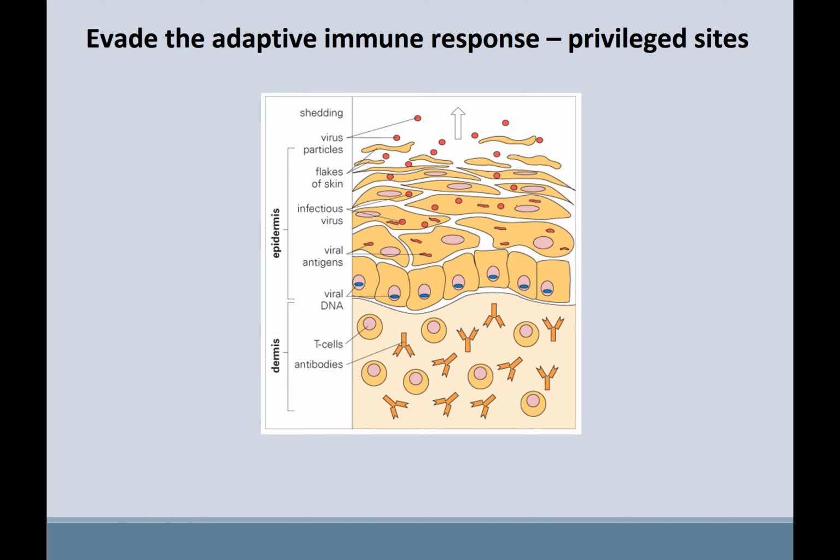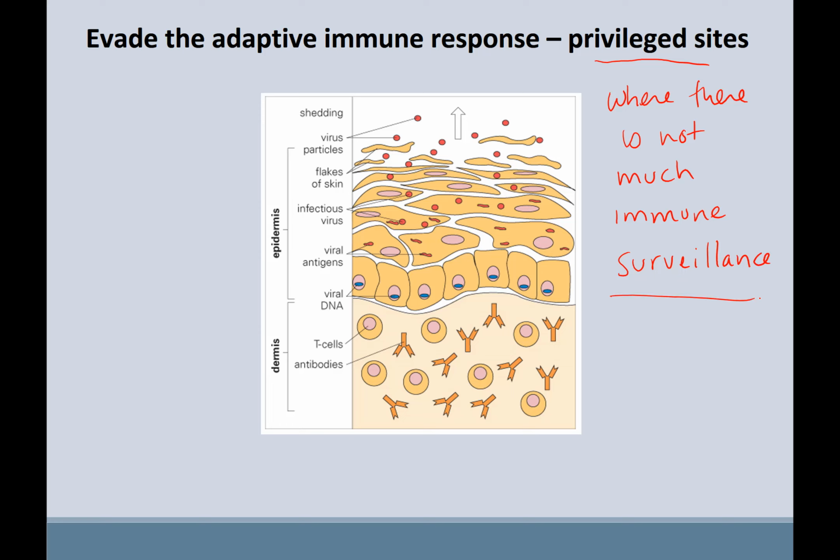Another way for pathogens to evade the immune response is to replicate in what we call privileged sites. So this is parts of your body where there is not much immune surveillance. Okay, not many B and T cells.